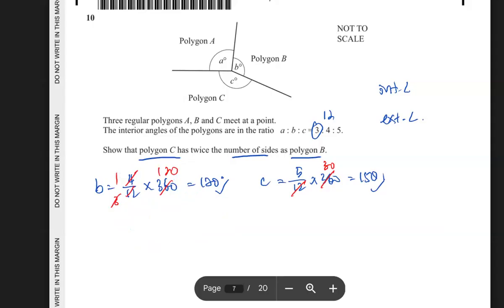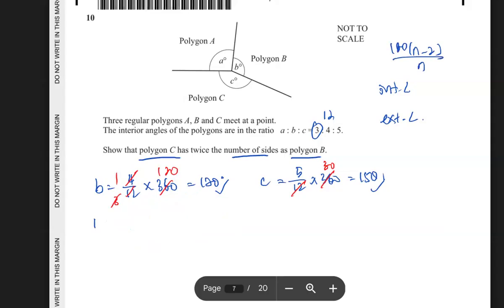Actually, let's do exterior angle... okay, let's do interior angle first. The formula for the interior angle, I'll just write it here first, is (n minus 2) times 180 divided by n. This is the size of the interior angle of a regular polygon, where n is the number of sides.